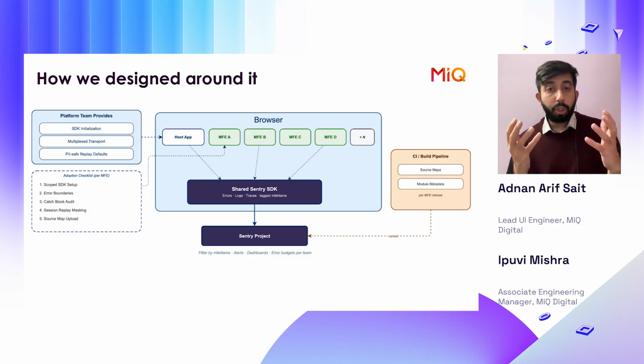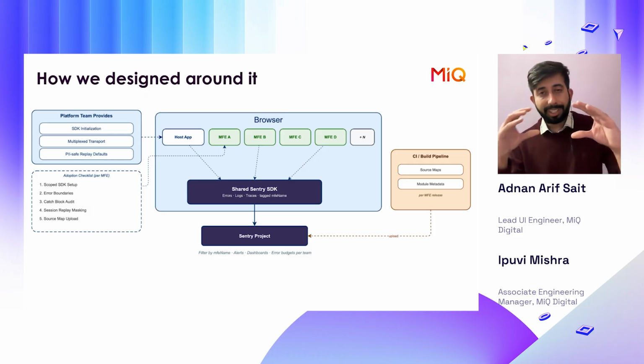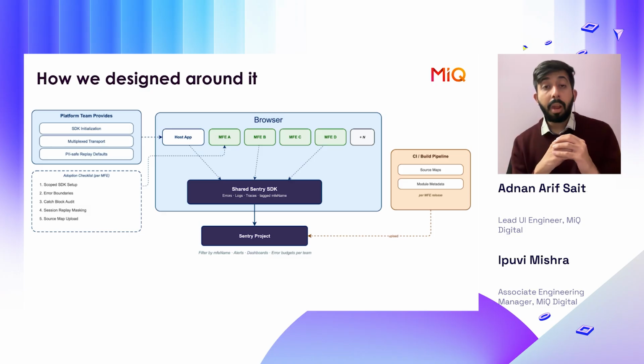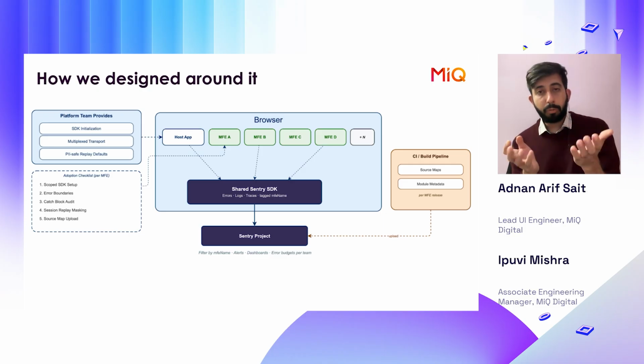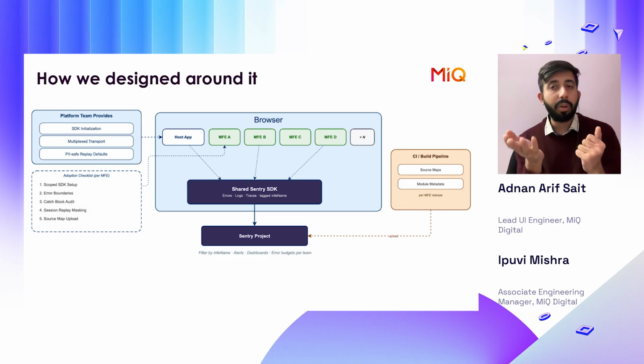We made a deliberate choice to have a single Sentry project. So all of the data flowed into a single project so that we can have a unified view of what is happening. But we were able to filter it by a tag of MFE name, micro frontend name. So this gave us the best of both worlds, where we had isolation using MFE name and also had a unified platform using the single project.